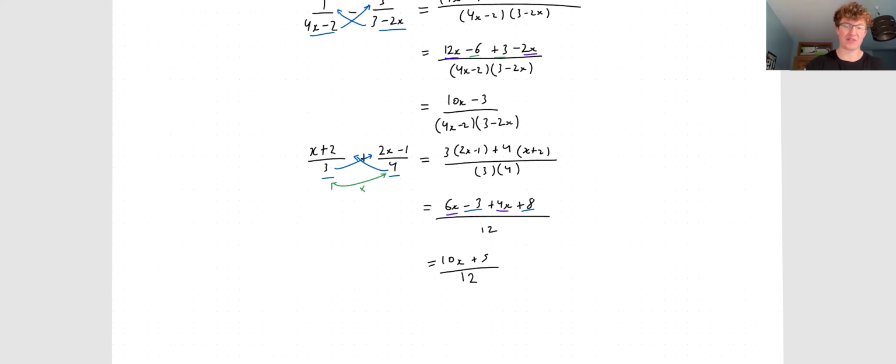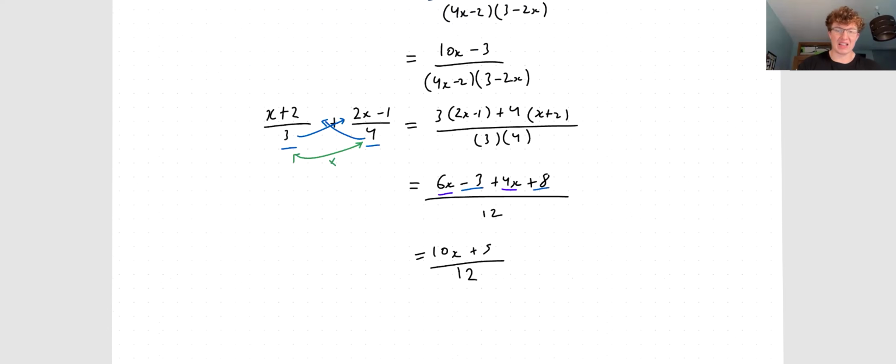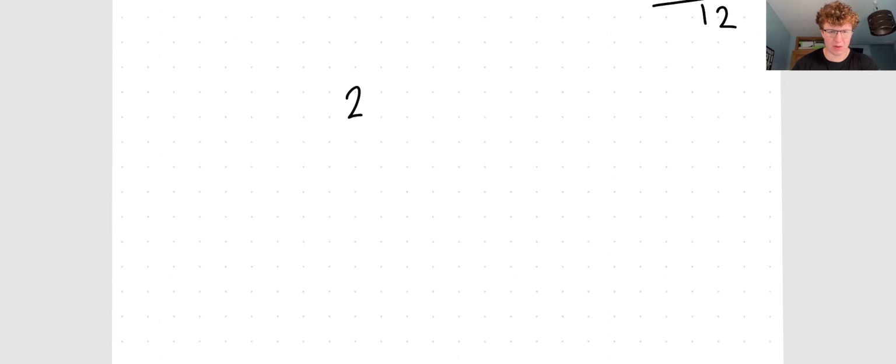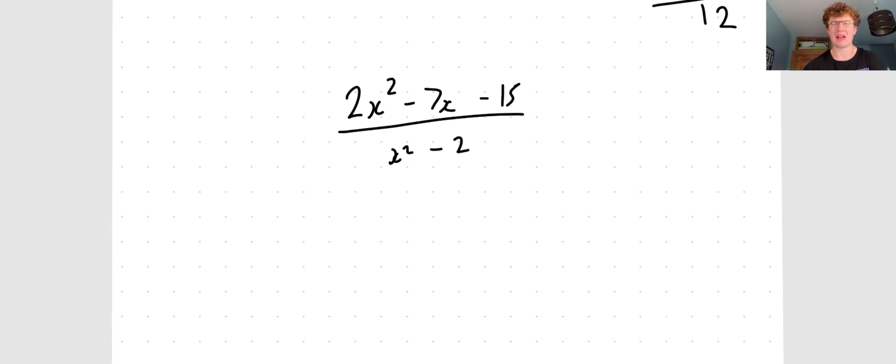Now, this is slightly different. We want to simplify 2x squared minus 7x minus 15 divided by x squared minus 25. Try to simplify that for me on your own. This is quite different to what I've just done, but give it a go, see if you can do it. I'm going to do it now on my own.